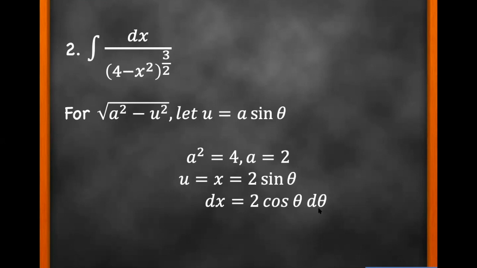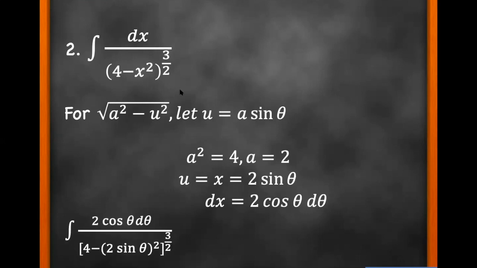Now you plug in these values here. dx is equal to 2 cosine theta d theta over 4 minus x squared. x is equal to 2 sine theta, so you put 2 sine theta here raised to 2. And then put a bracket and raise the entire function to 3 halves. Okay, moving on. We copy first.